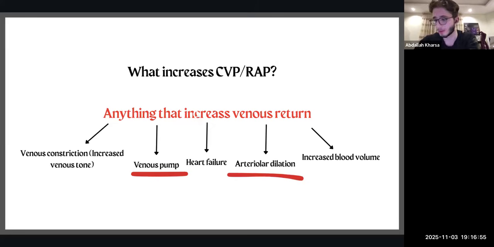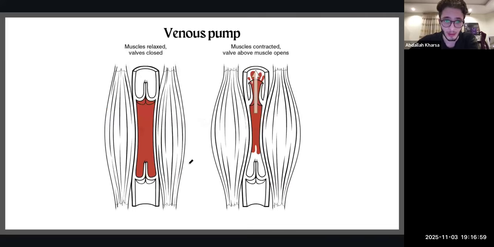Right. Okay. Pass. The venous pump, my friends, is when veins pass by muscles, and if those muscles contract, they push blood through the veins. So if you're running and your muscles are contracting, they're going to push on the veins and more blood is going to return to your heart. So the opposite is true. If you're standing still or you're sitting down and your muscles aren't contracting, is there going to be more venous return or less?